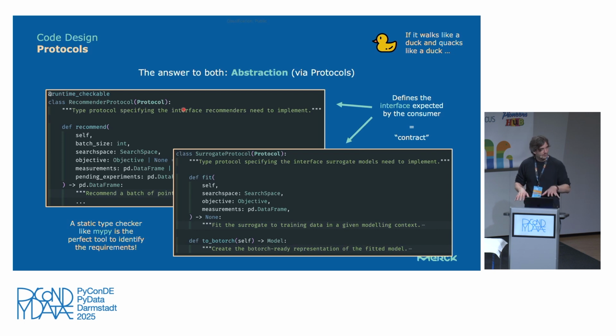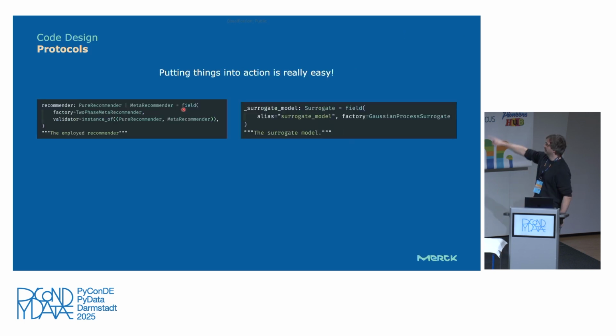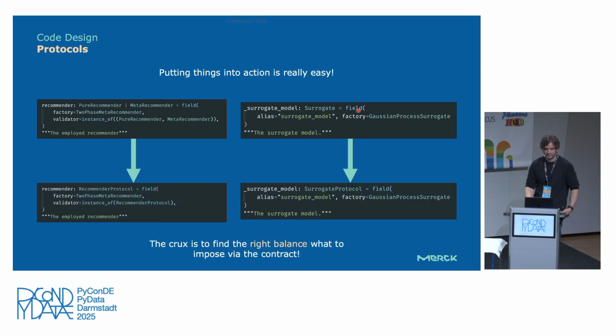And then once you have defined those, bringing them into action is really simple. So this is the original code for the two examples that I showed, where you have these specific classes here. The only thing you need to do is just swap them out against the protocols. And now basically your code is guaranteed to work with user-defined objects as long as they satisfy these protocols.